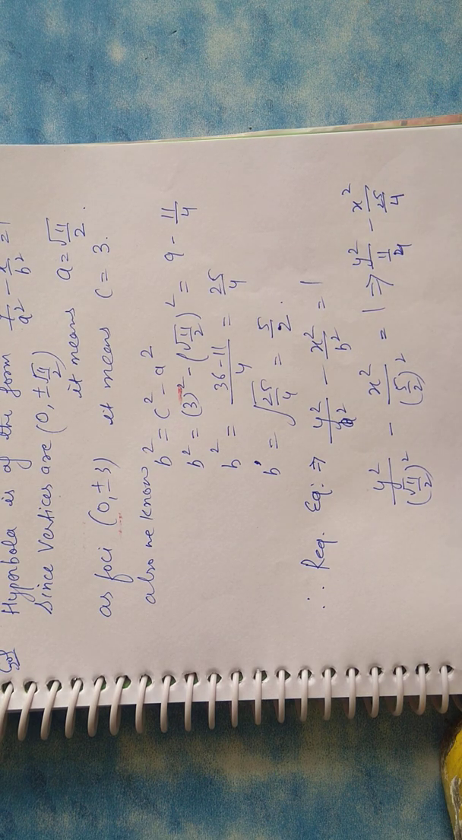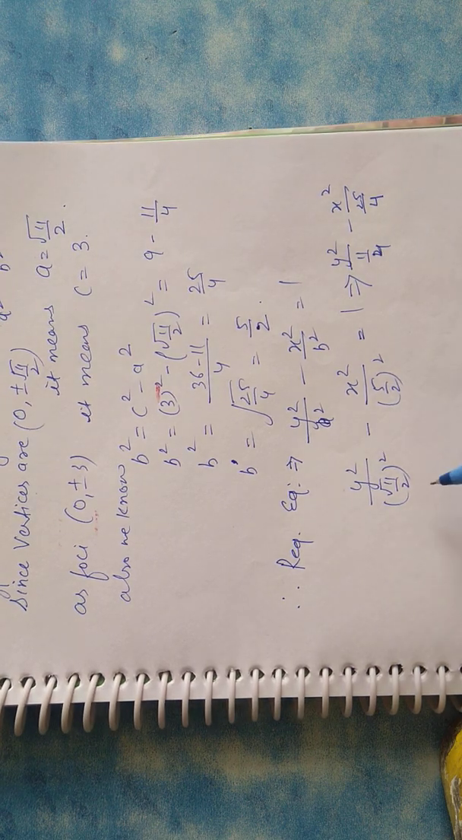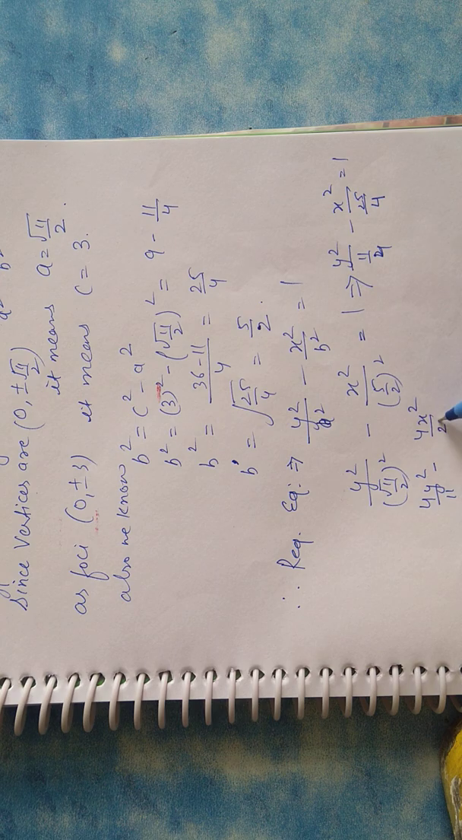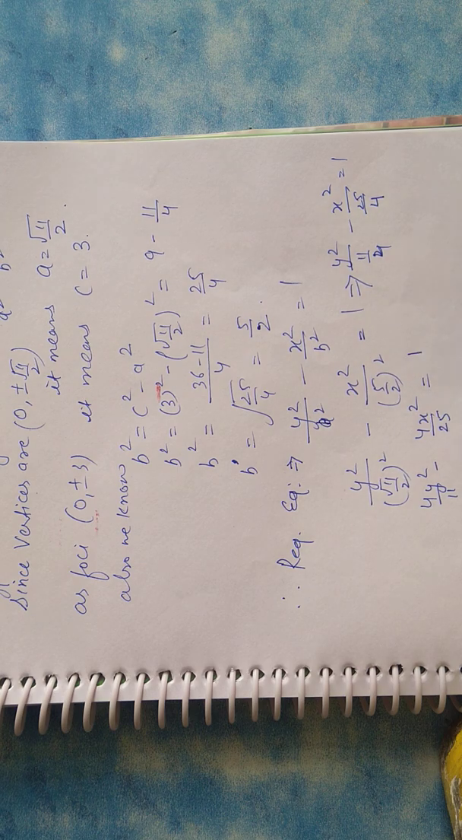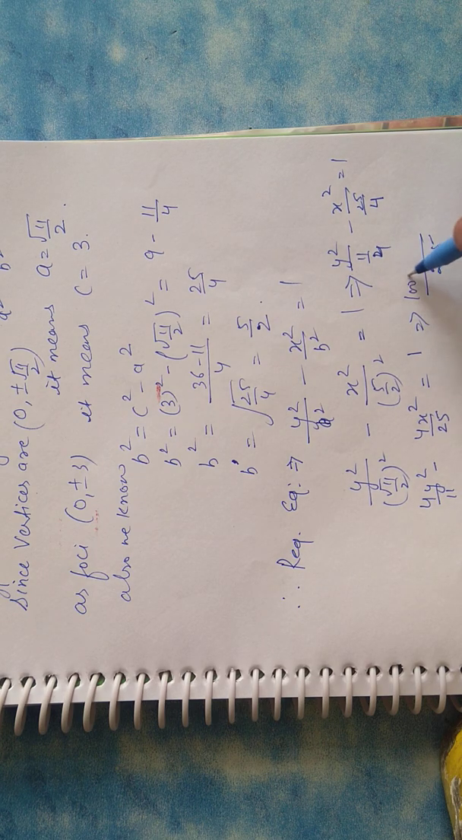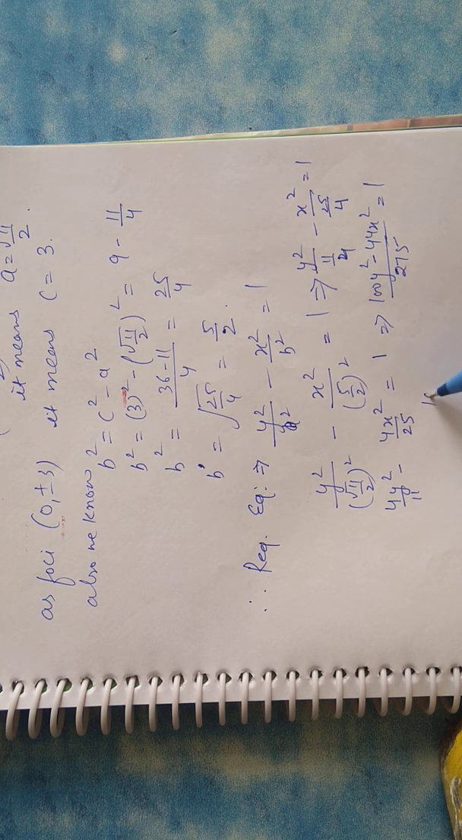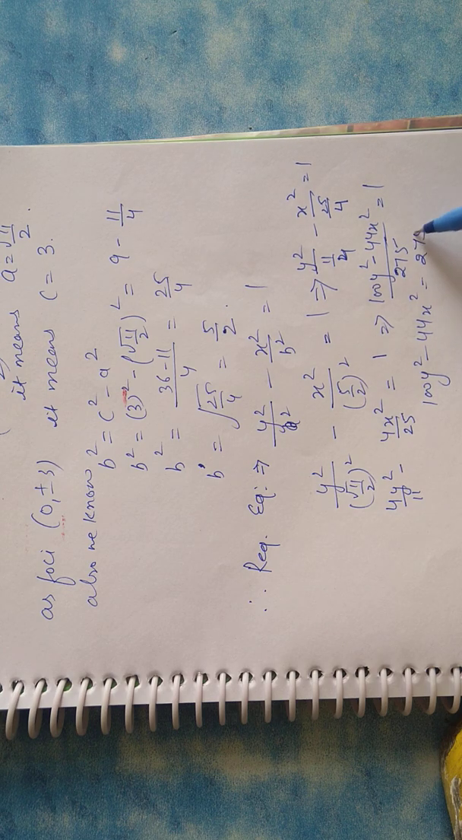Is it clear? Then when we take the reciprocal, we will get 4y square upon 11 minus 4x square upon 25 is equal to 1. And then again we will take the LCM of this, beta, and we will get 100y square minus 44x square is equal to 275.